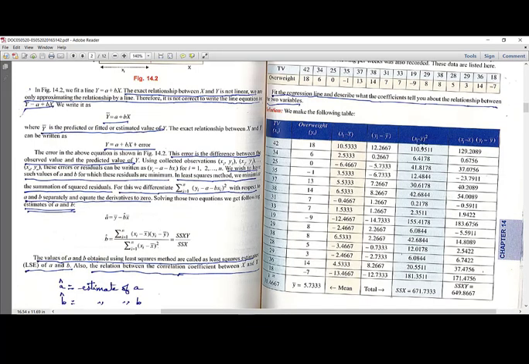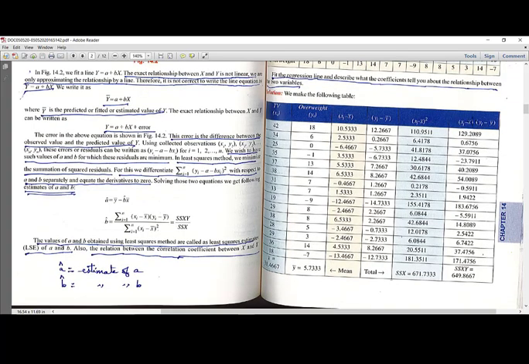Then what we have done is we have squared this xi minus x bar, and in this column we have multiplied xi minus x bar with yi minus y bar. That means this column and this column are multiplied and the values are given here.